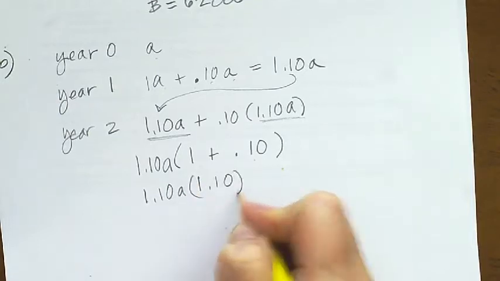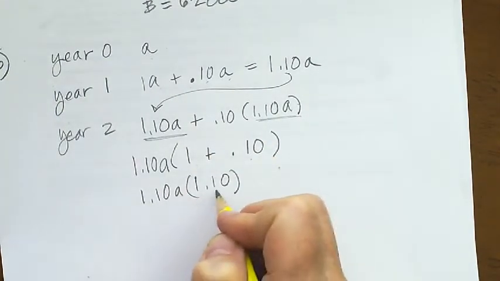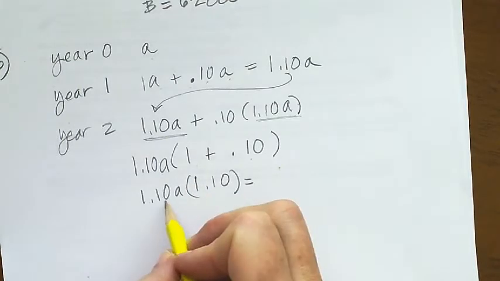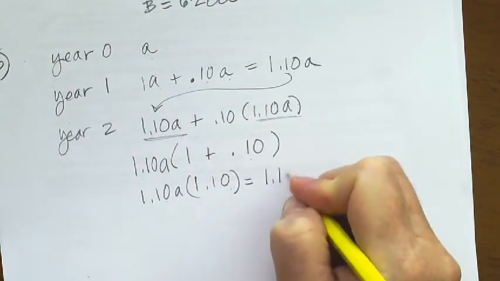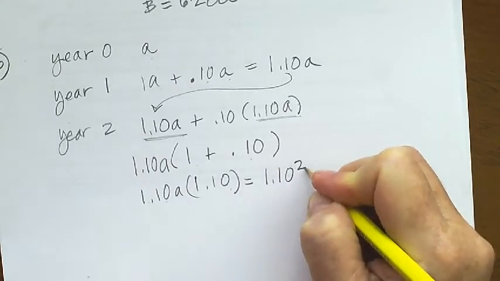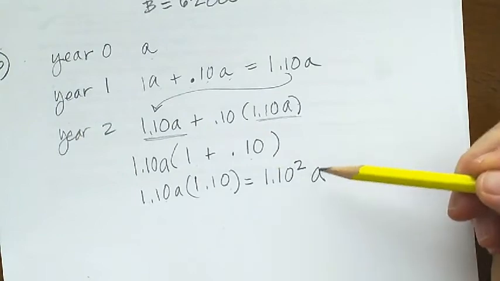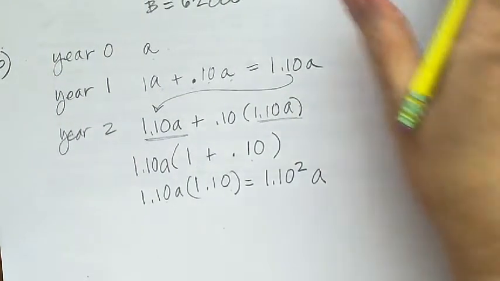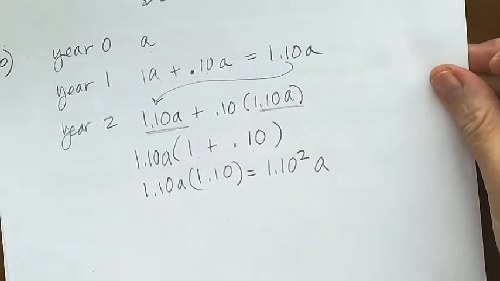You're probably wondering, why are you doing all of this? It's just to show you where that exponential model comes from. So 1.10 times 1.10 is 1.10 to the second A. Now, if you're confused on any of this, you can just memorize the formula. Yes, you can do that, but I think it's good to understand where the formula comes from.